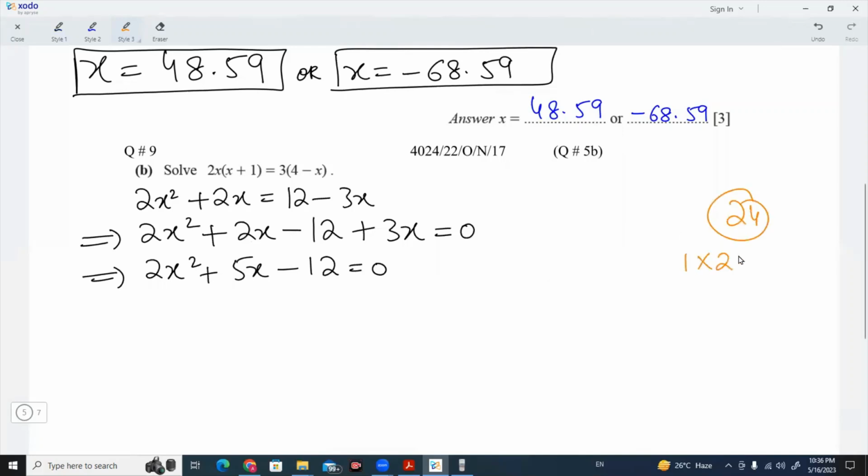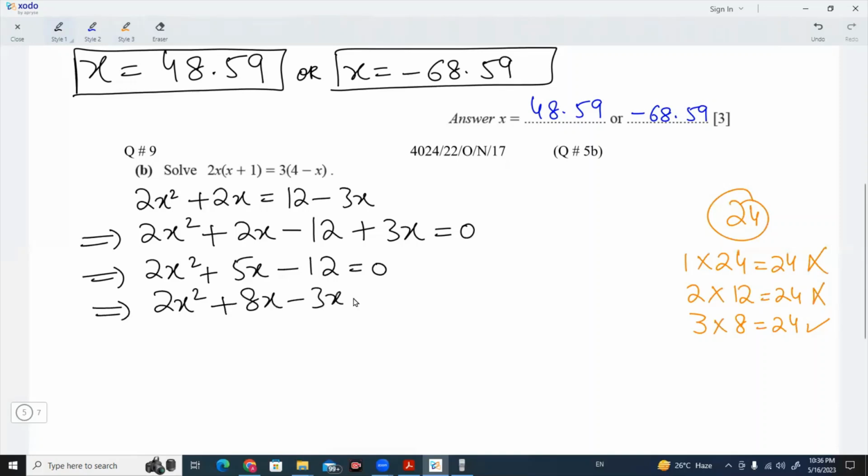So factors of 24, we can check, starting from 1. Subtraction of 1 from 24 results in 23. It's not the answer. Checking for 2: 12 minus 2 results in 10, not 5. So moving ahead to 3. 3 times 8 equals 24. 8 minus 3 is 5. So this is the required answer. What we have to do is give the bigger factor the positive sign because the middle term has a positive sign. So plus 8x and minus 3x, minus 12 equals 0.